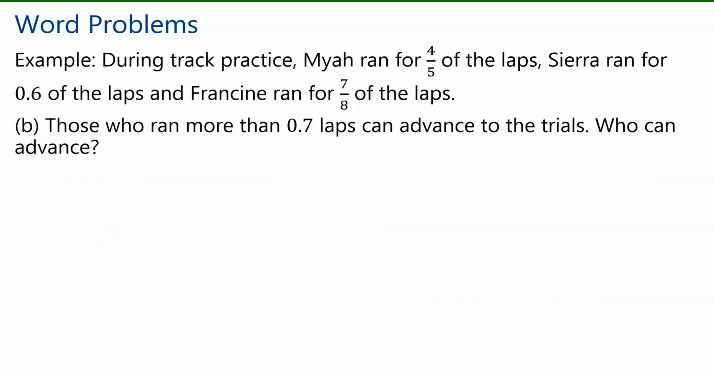Now part B of this question says, those who ran more than 0.7 laps can advance to the trials. Who can advance? Well, it says that Sierra ran for 0.6 of the laps, so right away they can be eliminated. So let's look at Maya and Francine. Maya ran for 4/5 and Francine 7/8. Well, 4/5 converted to a decimal is 0.8. Now that is greater than 0.7, so Maya can advance to the trials.